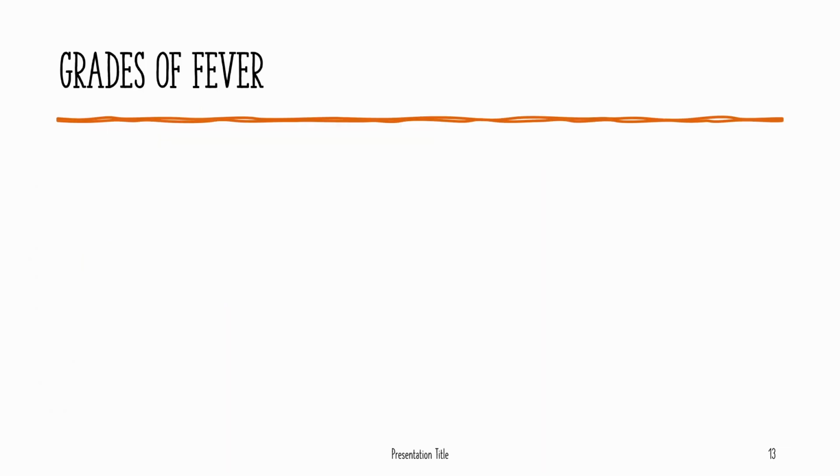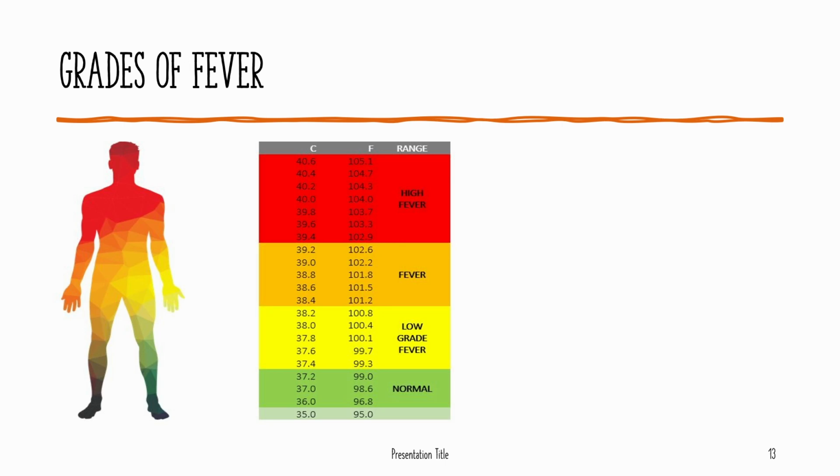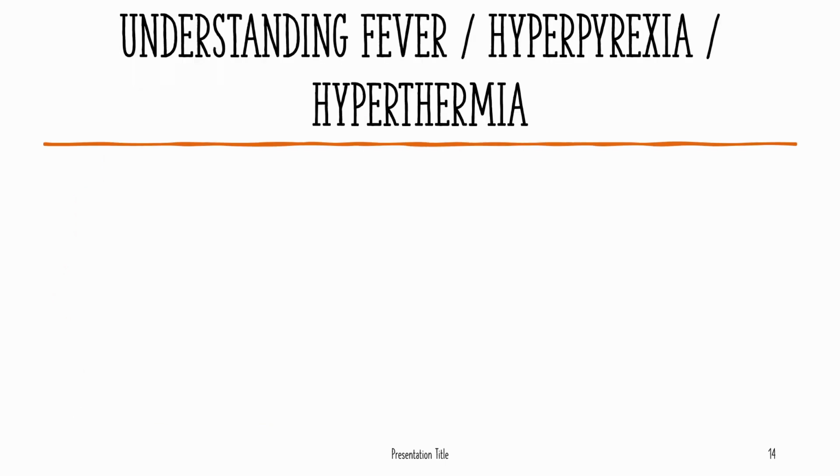So we can grade the fever based on the temperature readings on the thermometer. We can grade it as low grade fever or high grade fever. Between 37.5 to 38, it is usually considered low grade fever, and beyond 39.4 degrees Fahrenheit, we can consider it as high grade fever. And beyond 41, we call it hyperpyrexia.